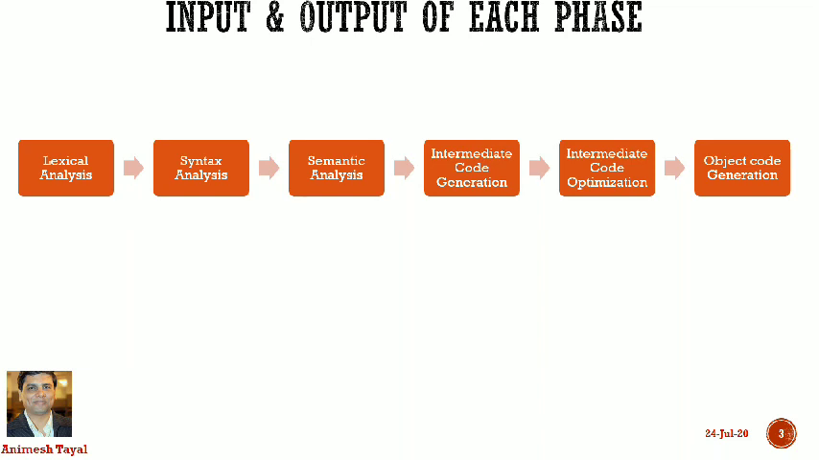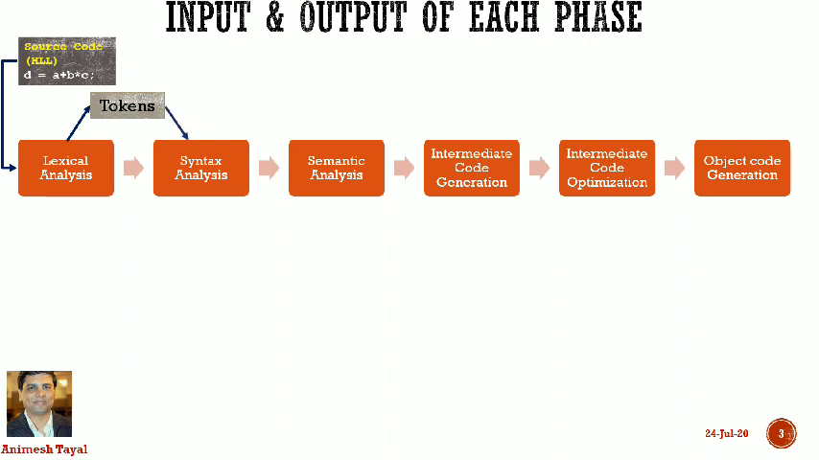Input of first phase, that is lexical analyzer, is source code. We are considering here an example: d is equal to a plus b star c semicolon. So we will convert this particular statement into the object code using various phases. So output of first phase, that is lexical analyzer, is tokens, and these tokens will be the input of syntax analyzer. So what is token?